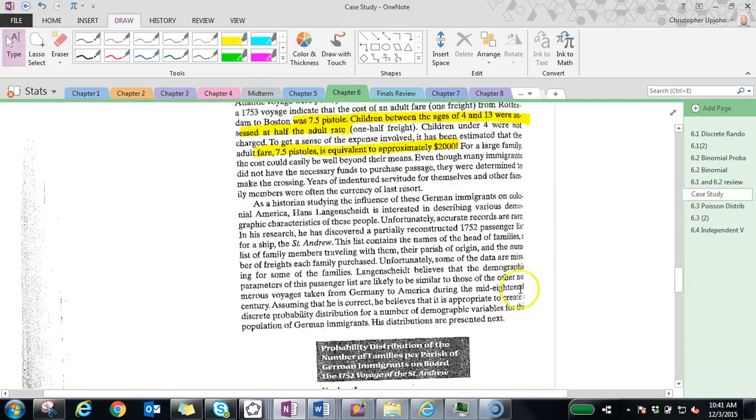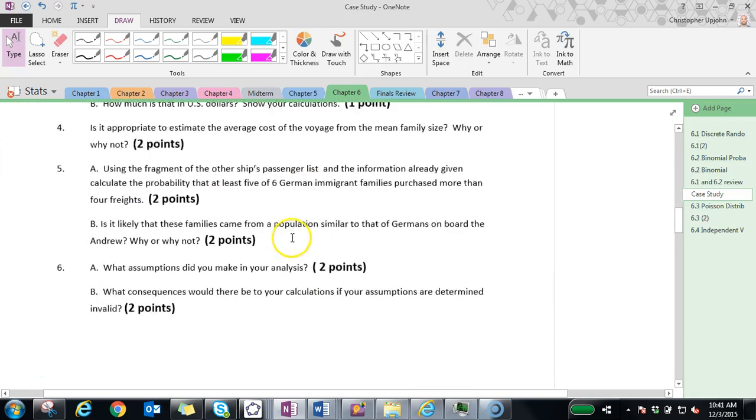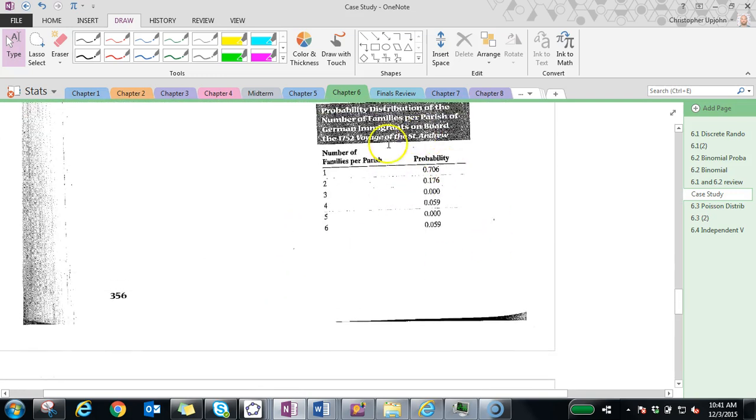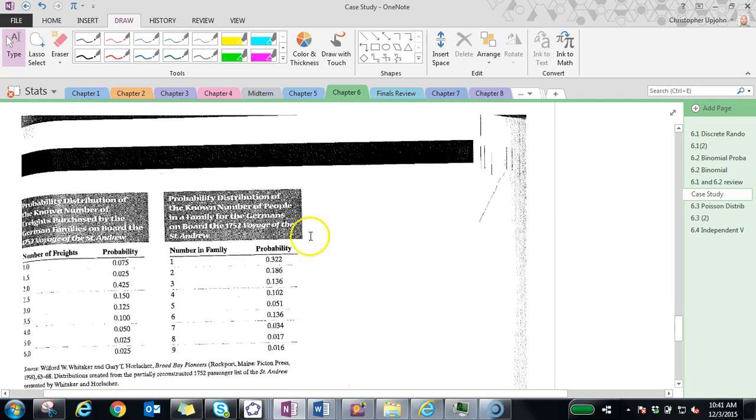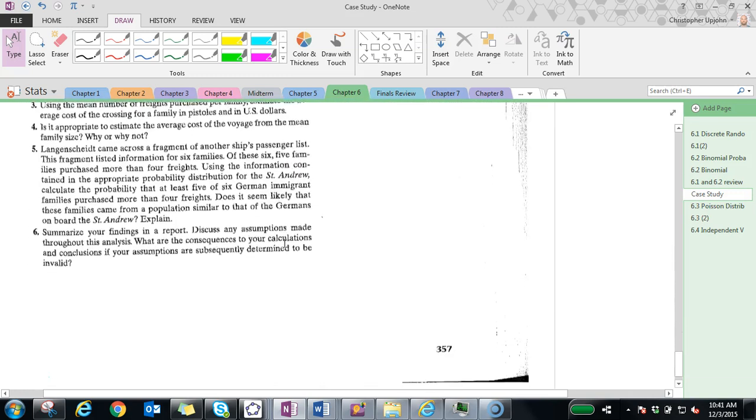Our first question is to do probability distributions, probability histograms, and mean and standard deviation. That is, for these three probability distributions, I want probability distributions, probability histograms, which you'll have to do by hand most likely, unless you can find another way to do it, and the mean and the standard deviation for all of these. Doing what we did in class, like in 6.1. Very simple, just those three things.